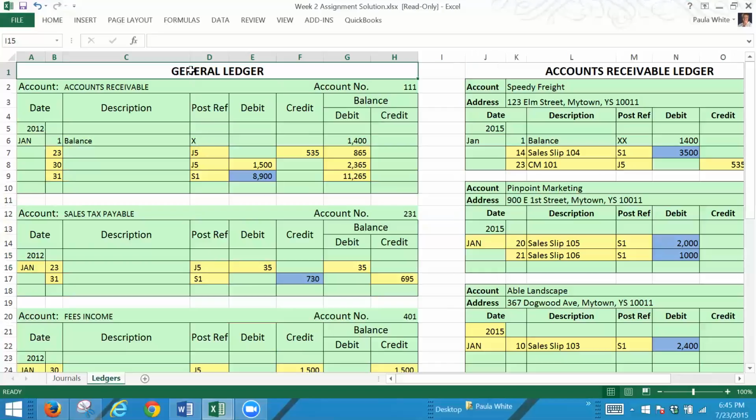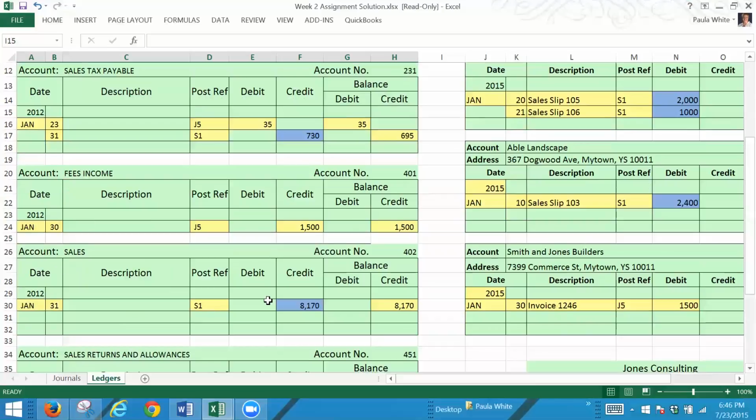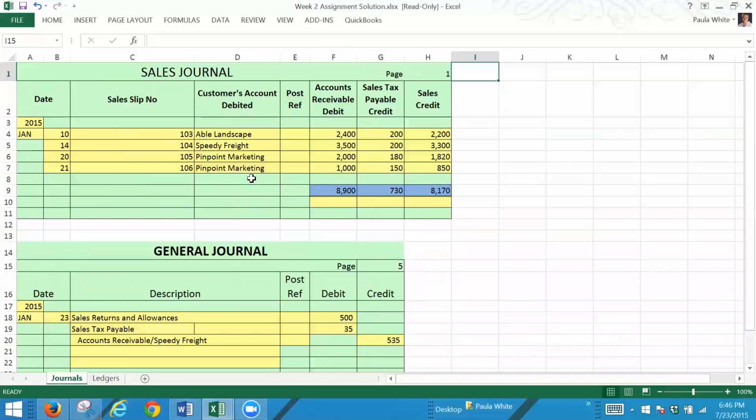We will go to the general ledger, accounts receivable. S1 would be the sales journal, page 1. Here's the debit of $8,900. We go to the sales taxes payable account. Here's the S1 standing for sales journal, page 1. Here's a $730 credit for sales taxes payable. And continuing down, we have the account called sales and posting reference S1 and credit of $8,170. That's how those numbers get populated from the sales journal.